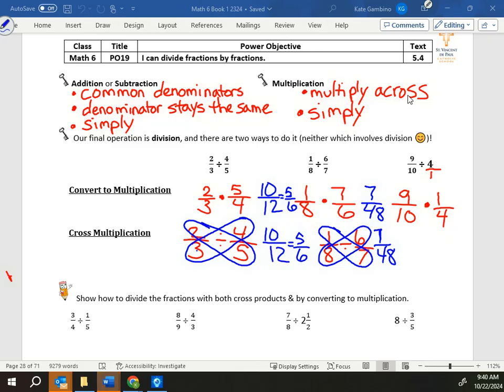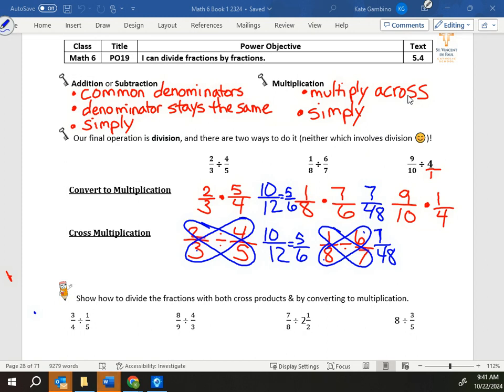So if you want to do the cross multiplication, you take the first numerator, multiply it by the second denominator, so it goes diagonal. That's your new numerator. You take that denominator, multiply it by that numerator that's across from it, that's the new denominator.